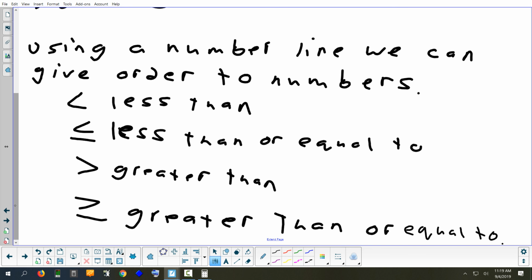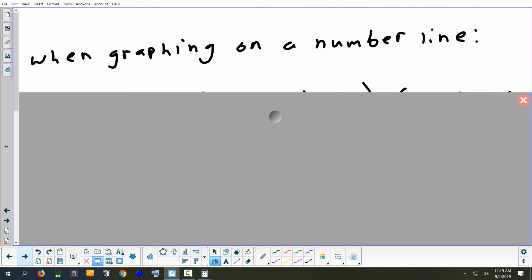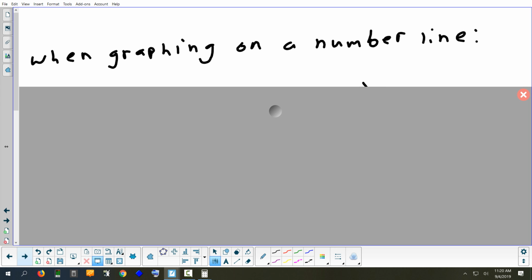Okay. Any question on the 4 inequality symbols? All right. So next thing we're going to look at is graphing on a number line. So that's with the open circle, closed circle. We'll just go through that real quick. Does anybody know when you use an open circle, when you use a closed circle when you're graphing on a number line? Jared? I think open when it is equal to.